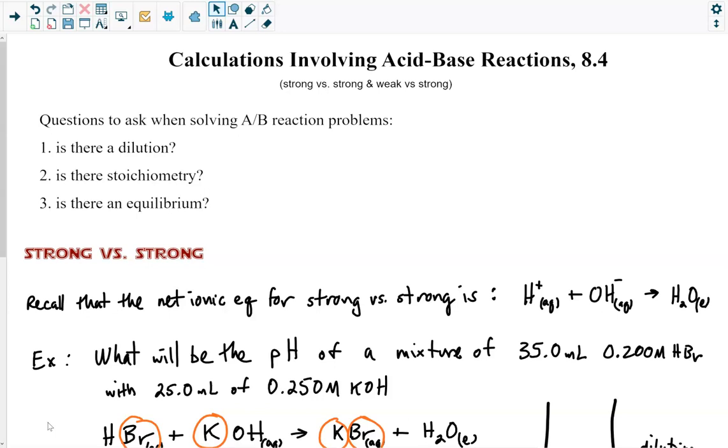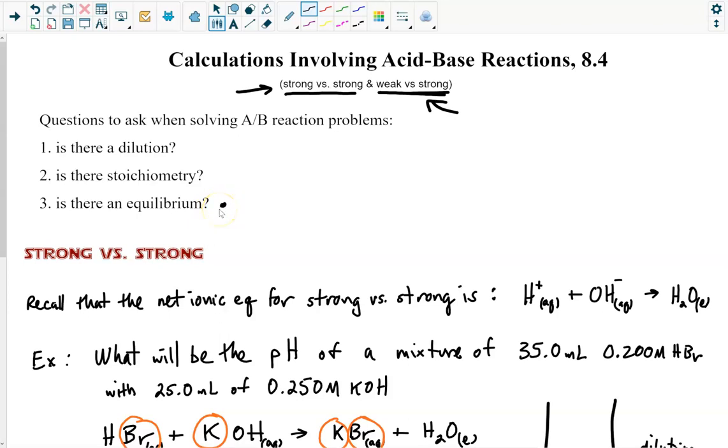Like with titrations, there are going to be different scenarios, and we are going to look at them. The two main scenarios are if you react a strong acid with a strong base, or you react a weak acid with a strong base, or a weak base with a strong acid. Now these two are going to solve similarly, but strong versus strong will be different. Why? Because those two will react, their neutralization point will be at pH 7, and strong acids and strong bases do not have an equilibrium.